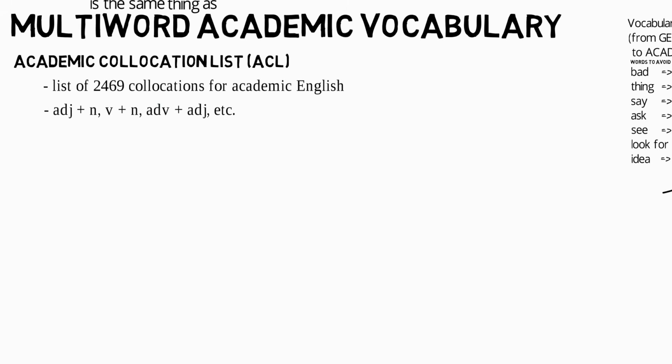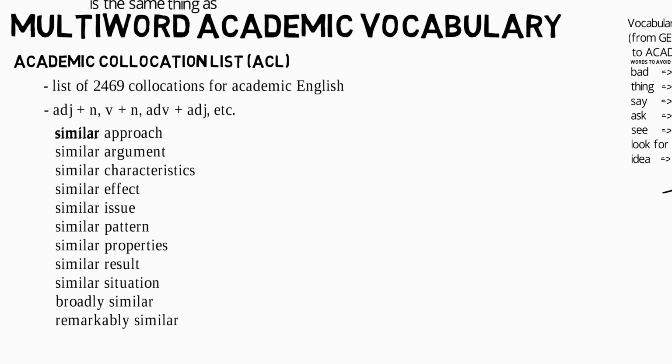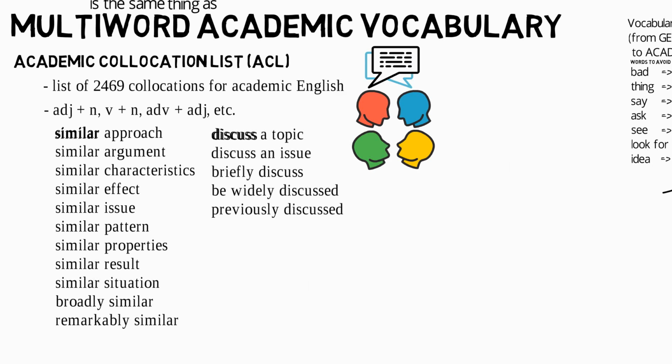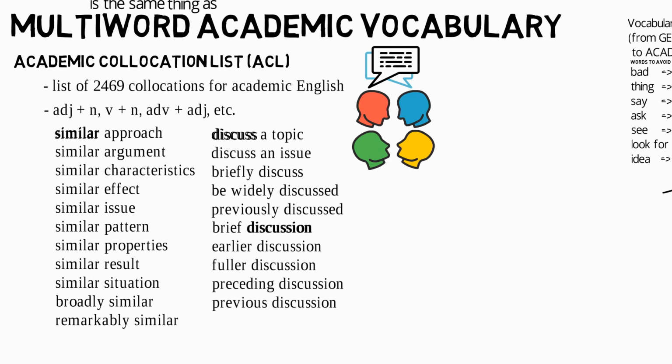For example, for the word similar, which we saw earlier, it's in the academic word list. We have similar approach, similar argument, similar characteristics, effect, issue, pattern, properties, result, situation, broadly similar, and remarkably similar. For discuss, which was in the AVL, we have discuss a topic, discuss an issue, briefly discuss, be widely discussed, previously discussed. While for discussion, we have brief discussion, earlier discussion, fuller, preceding, and previous discussion.